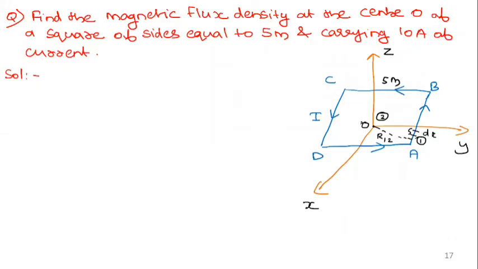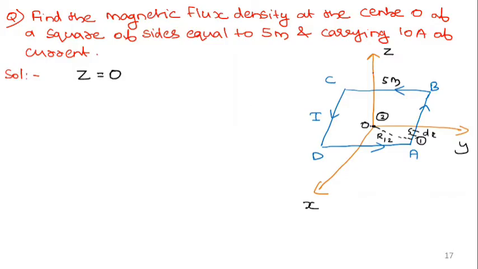Same procedure, you need to find it by using Biot-Savart's law. Now let's see how to find it. From this figure you can see that the square surface is lying on the XY plane. We need to find it at the origin, here itself, not at a point P here and there. That means here the value of Z is equal to 0.